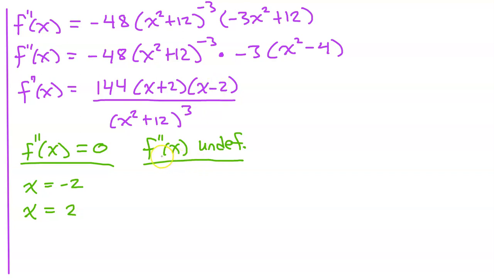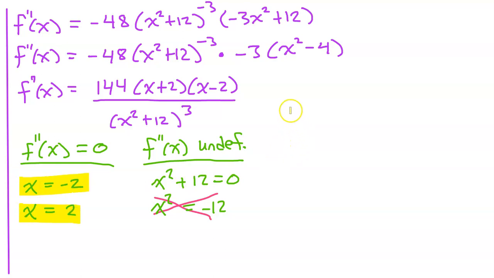How about where f double prime is undefined? That will happen when the denominator is equal to 0. So that would mean x squared plus 12 would have to equal 0. However, if you subtract 12 from both sides, we get x squared is equal to negative 12. You cannot square something and get a negative number. So there are no solutions here. That means we have 2 special numbers to put on our number line.